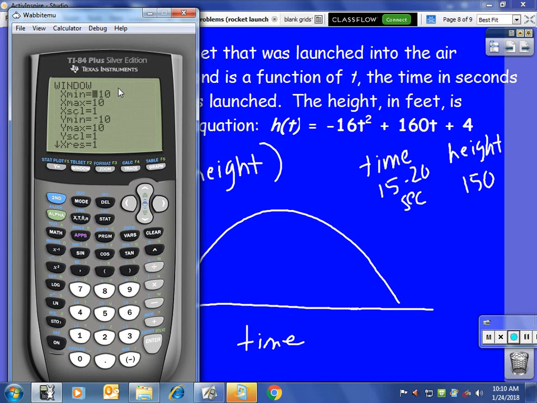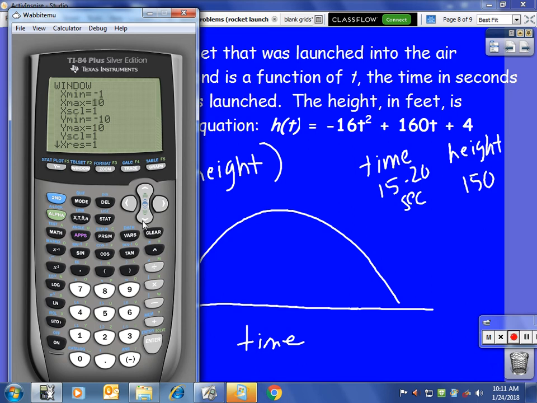Your x's are almost always going to be your times. Now, I don't need negative seconds. I usually make my minimum time 0. Sometimes I make it negative 1 just so I can see where the x and y axis intersect. 0 is what would really make sense because we're not going to go back in time. We're starting at 0 seconds. As soon as I launch the rocket, that's when my time starts. But I usually put in negative 1 just to see a little bit of the axis.